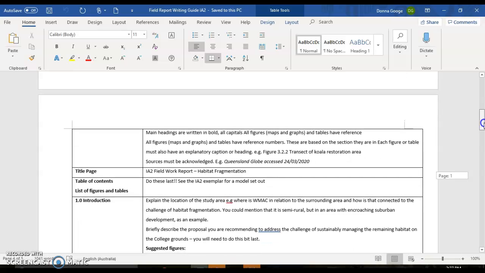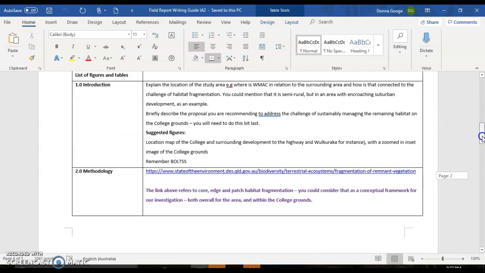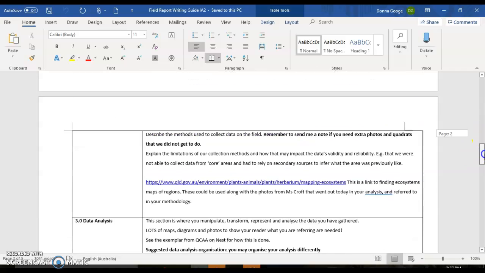Somewhere back in here, but if you can't find it, let me know and I'll resend it. Here it is, methodology. A conceptual framework you could consider for our investigation. It refers to core, edge, and patch habitat fragmentation. I strongly recommend you have a read of that. I didn't find it until the holidays, sorry.